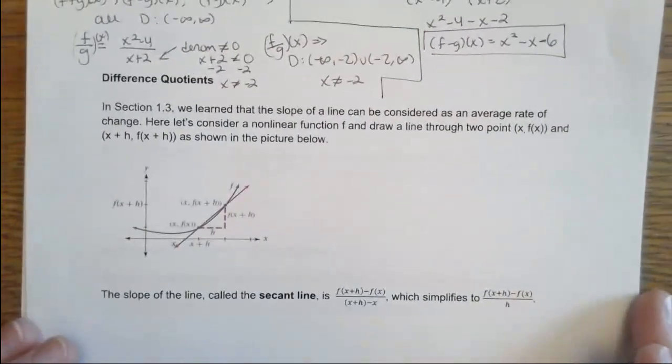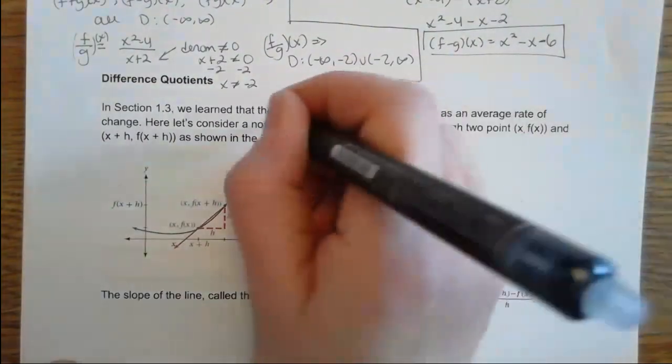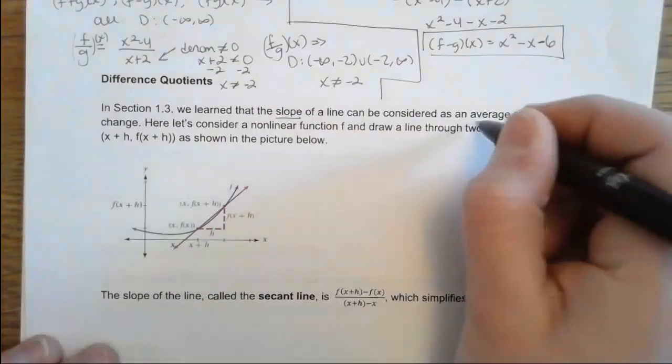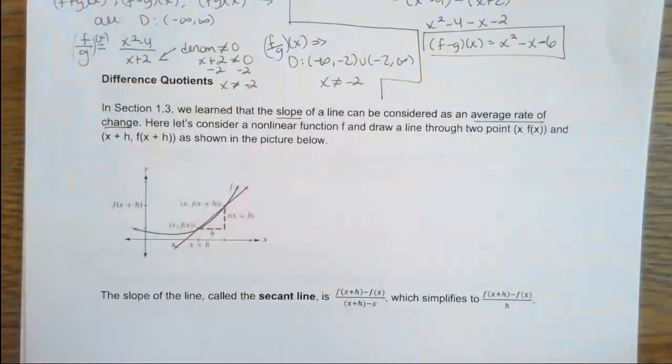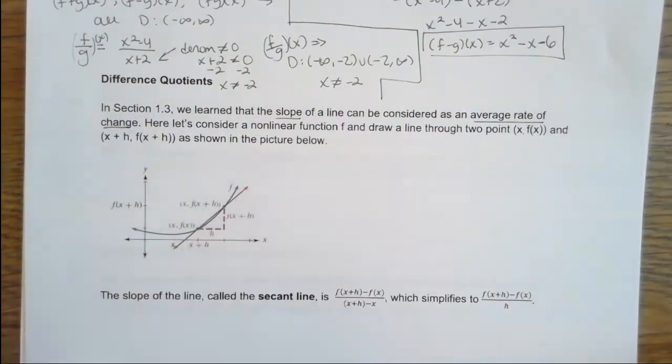So the difference of two quotients is another way that we can combine and work with functions. So in section 3, we learned about slope, which is also called an average rate of change. So here's a nonlinear function. They're looking at the curve here, the blue curve, not the red. And we actually can find the average rate of change of curves as well, which is pretty interesting.